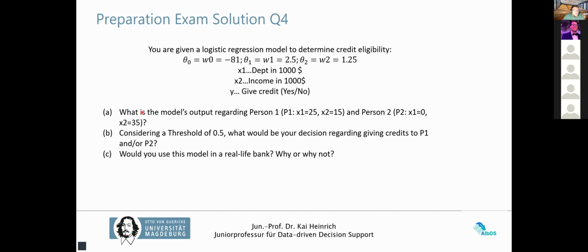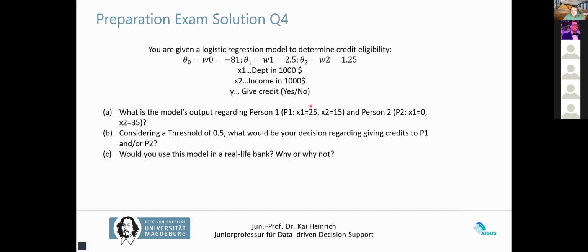And then the first task is: what's the model output regarding person one? This is just an explanation of what x1 and x2 are. We have debt and we have income, and y is give credit, so that you know a little bit about the background. Person one is x1 equals 25 and x2 is 15. So we actually have the values, and now you just have to find h theta of x, the output of the hypothesis for two persons, right?